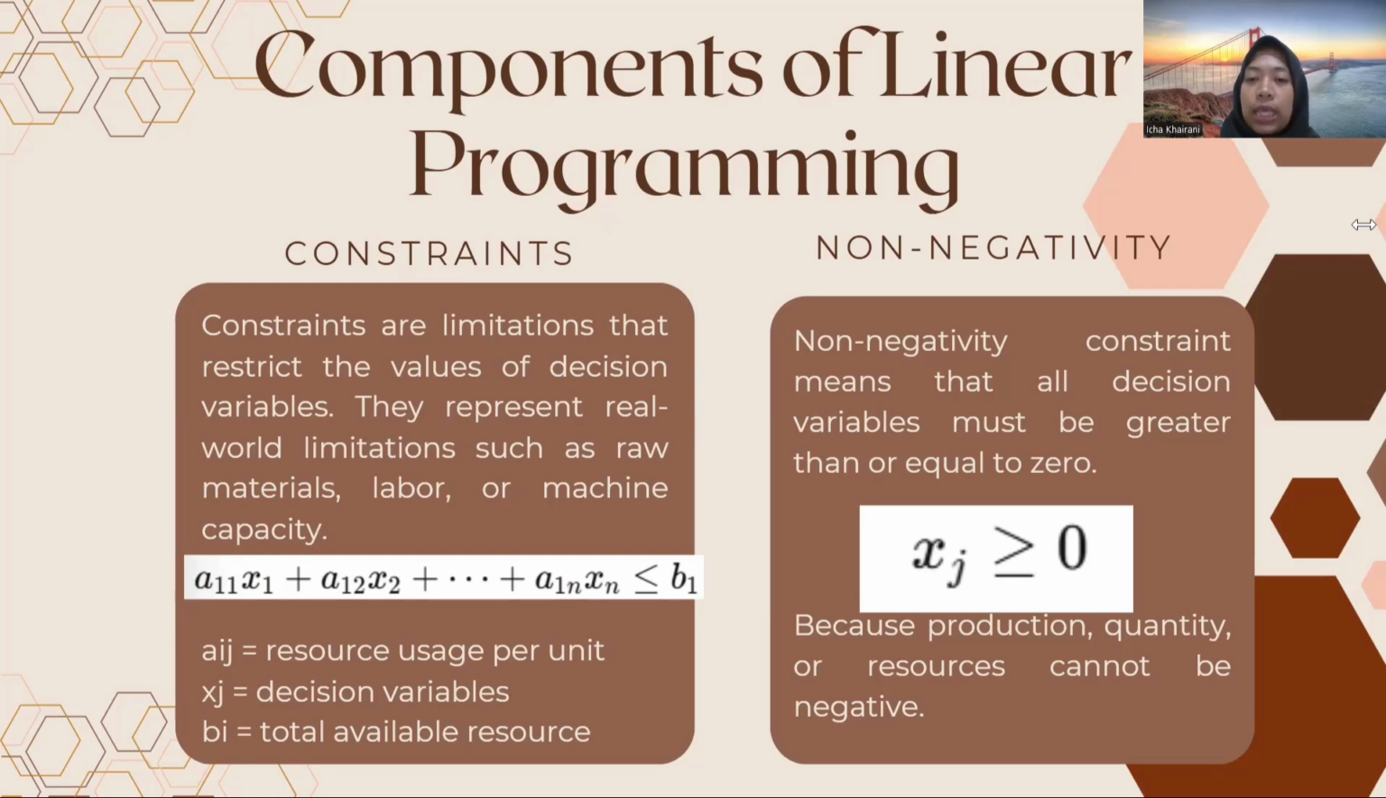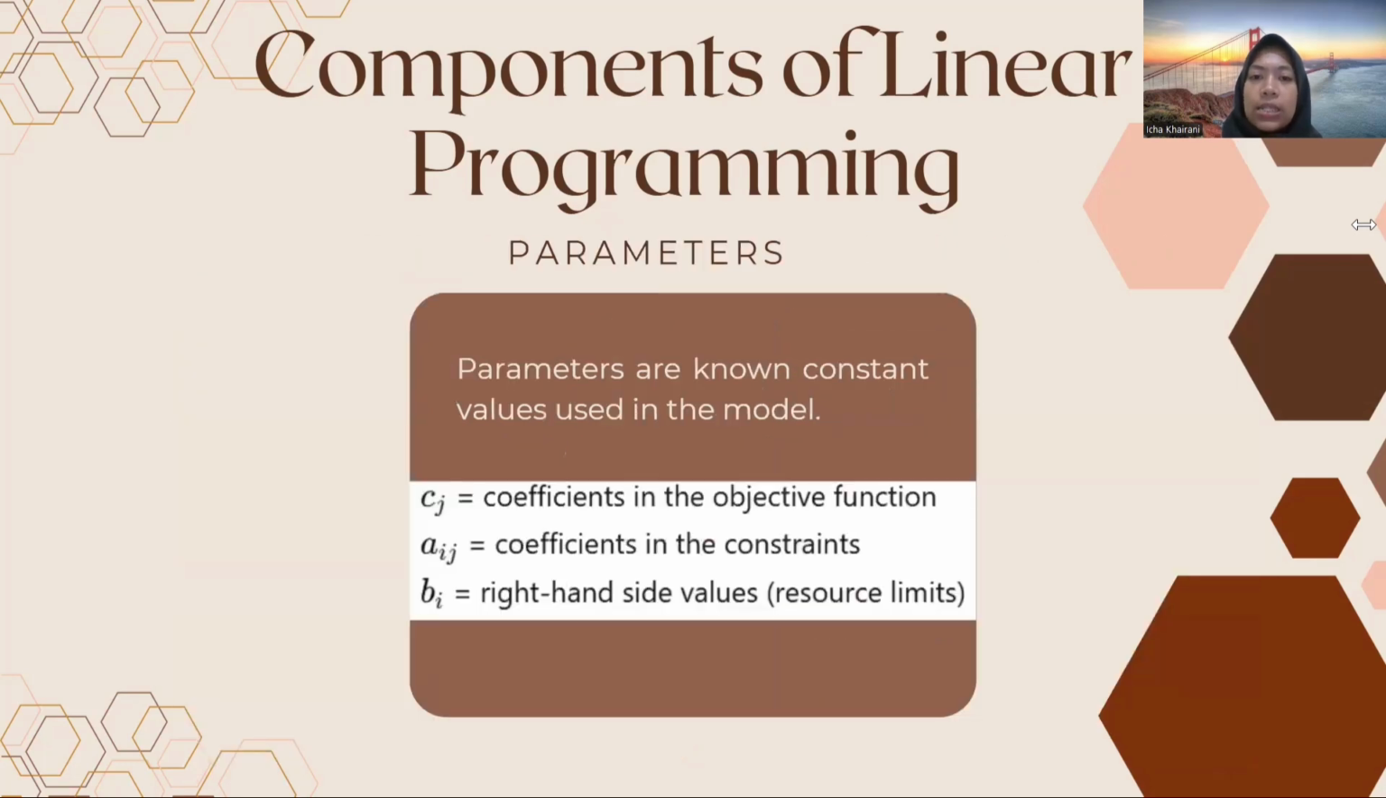Next is non-negativity. The non-negativity constraint means that all decision variables must be greater than or equal to 0, because production quantity and resources cannot be negative. Next are the parameters. Parameters are known constant values used in a model. In linear programming, there are parameters like cj, equal to the coefficients in the objective function, aij, equal to the coefficients in the constraints, and bi, equal to the right-hand side value or resource limits.